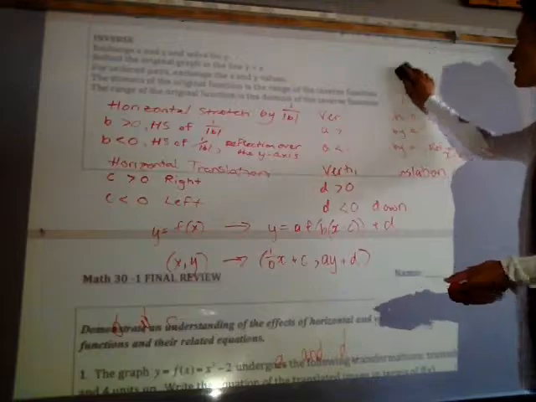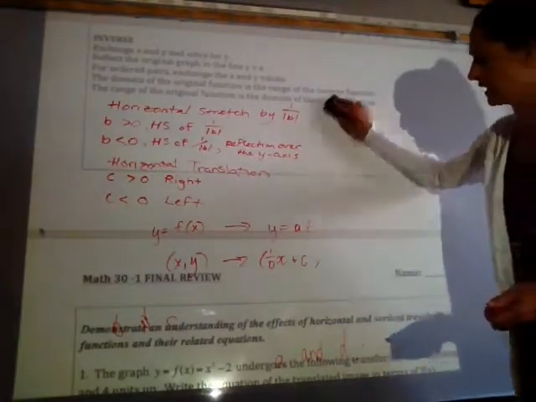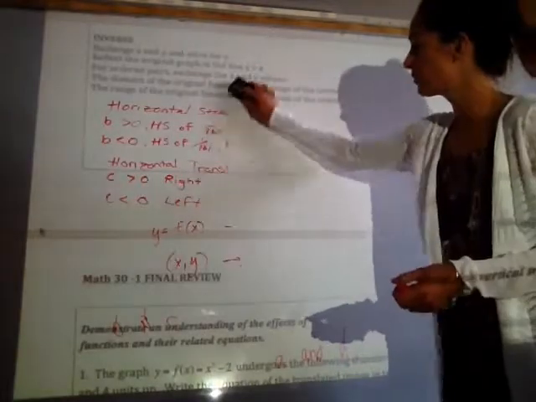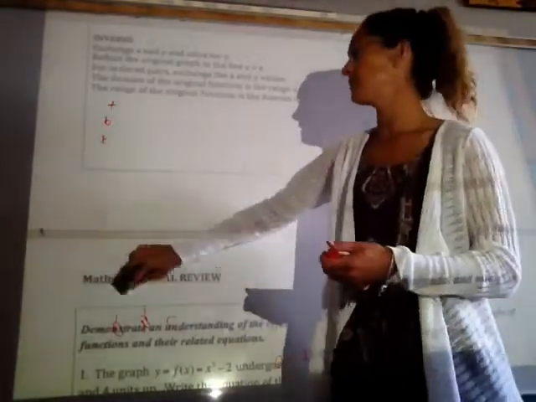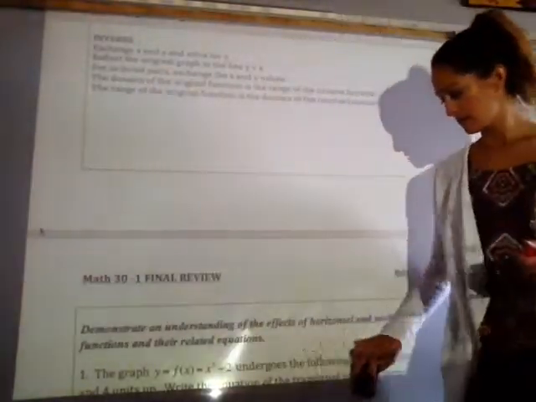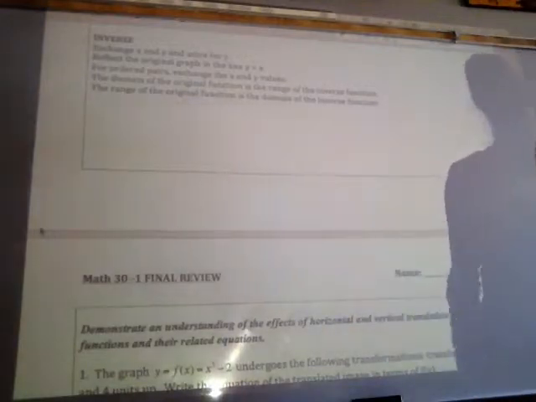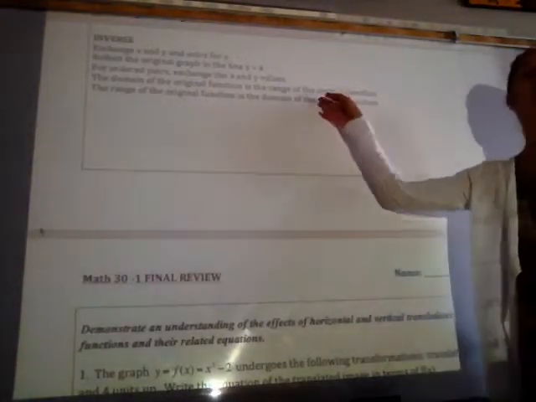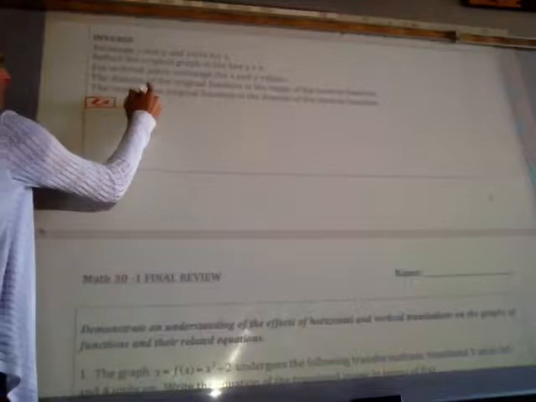We also looked at in the transformations unit, as well as the functions unit, inverses, or reflections over the line y equals x. So when we're finding the inverse, what happens to the x and the y? They switch, they're exchanged, as well as the domain and the range. So why don't we just give an example here, and we'll find the inverse.